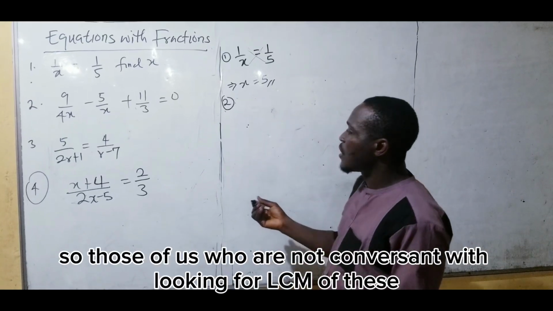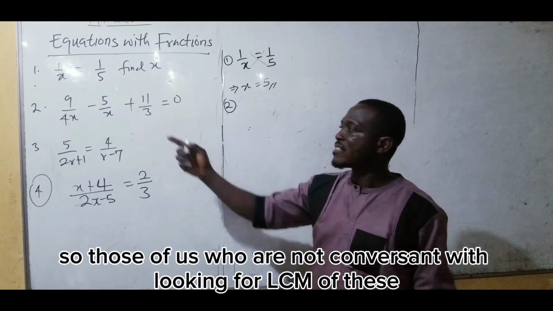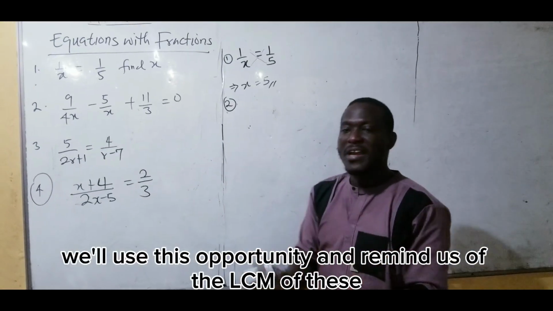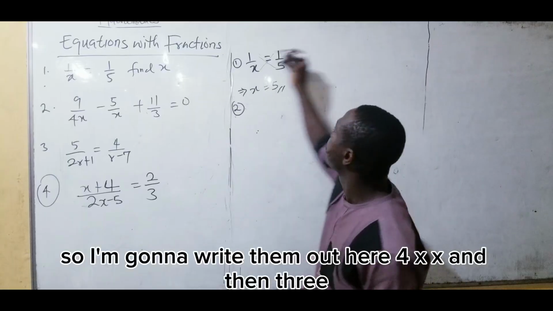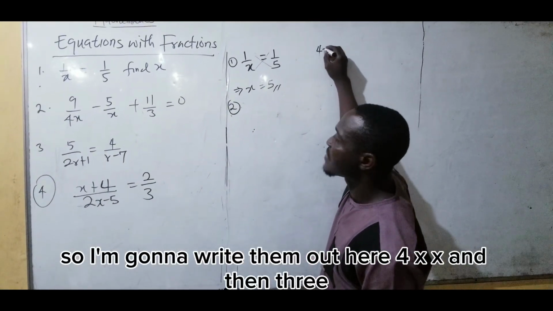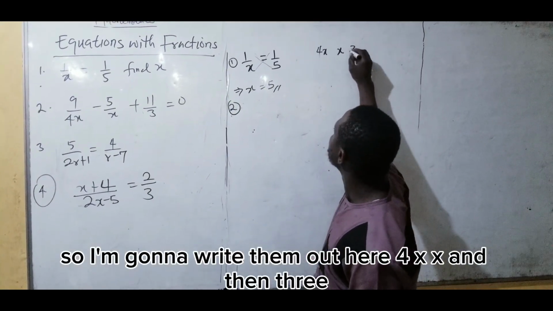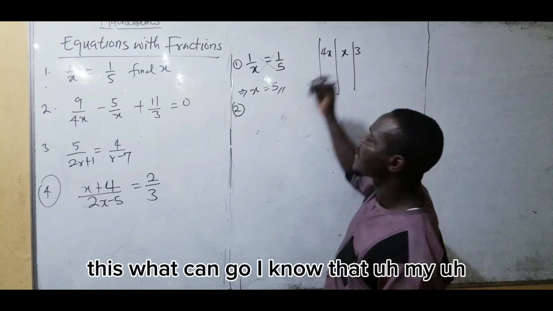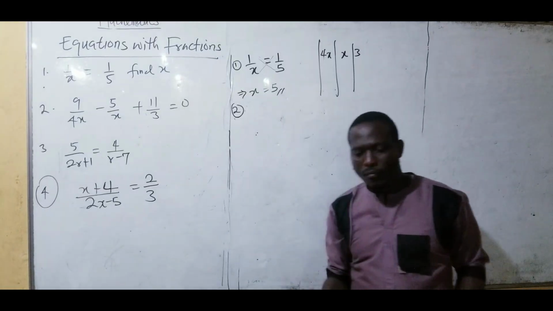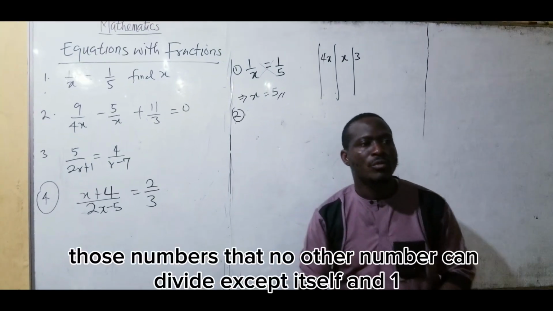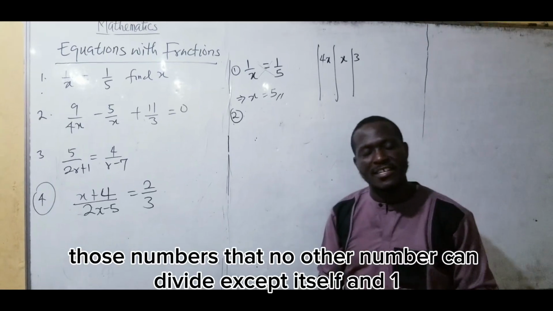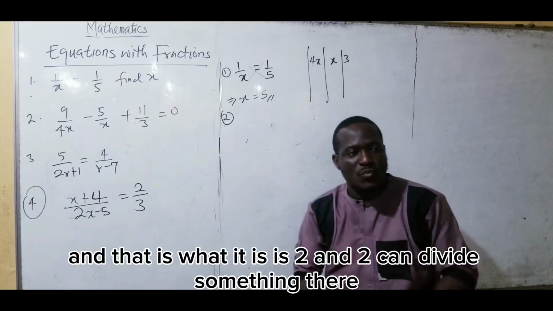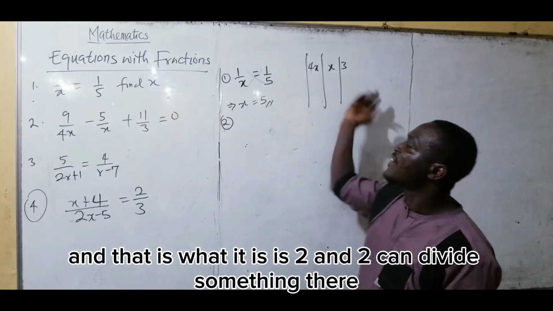So for those of us who are not conversant with looking for the LCM of this, we will use this opportunity to remind us. So I'm going to write them out here: 4x, x, and then 3. What can go? I know that my prime numbers can go, those numbers that no other number can divide except itself and 1. So the first prime number I know is 2, and 2 can divide something there.